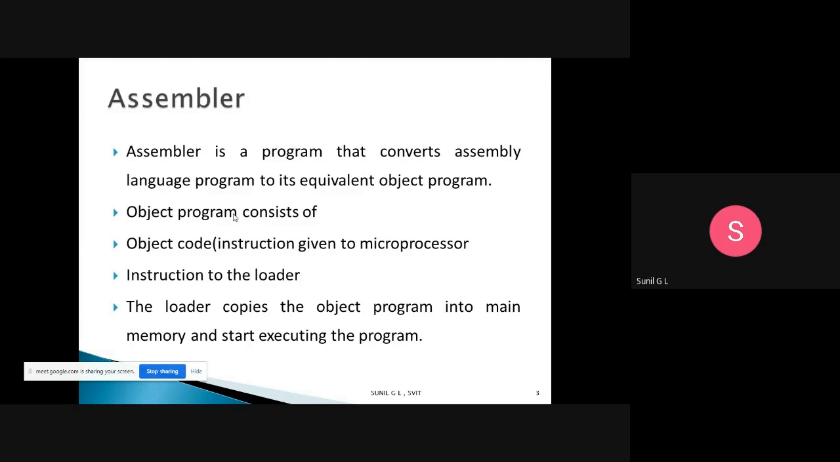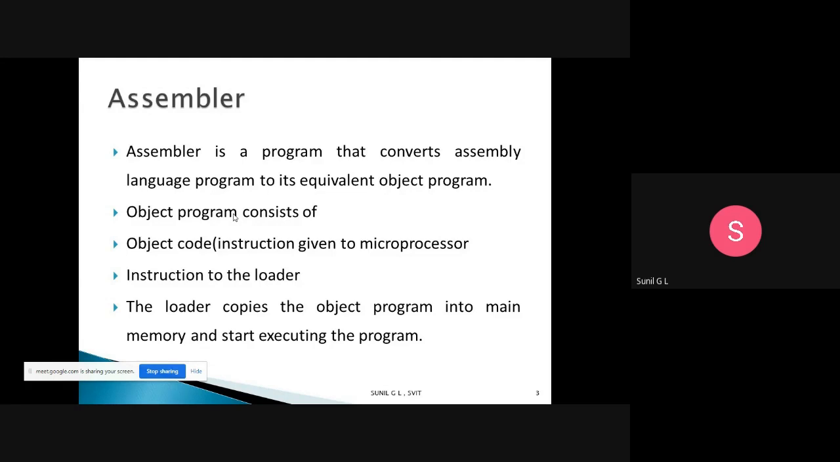Then what does the object program consist of? The object program is nothing but machine level language. It contains object code. The object code is the instructions to the microprocessor: do this job. Then it contains instructions to the loader: load this program from this memory location to that memory location. So these are the two things it contains: object code, the instructions to the microprocessor, and instructions to the loader.